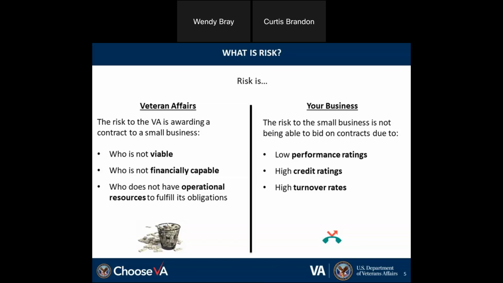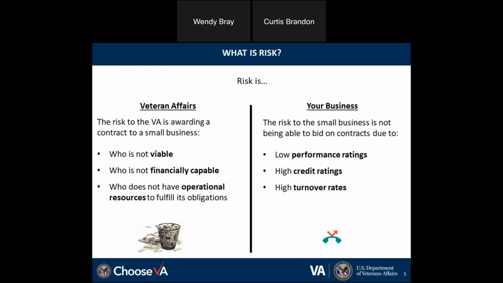Some of the ways that VA mitigates risk is by ensuring the business is viable. So they're making sure that your business is viable. The definition for viable means it's capable of working successfully. Are you capable of performing successfully on that contract? Some ways VA identifies that is by ensuring that your business is financially capable and that your business has the operational resources. Some ways your business can be a risk is low performance ratings and also high credit ratings and high turnover rates.